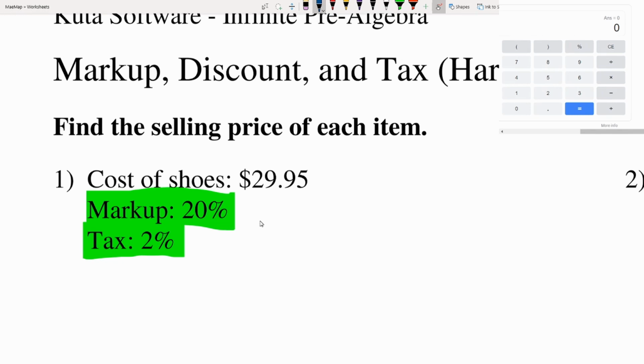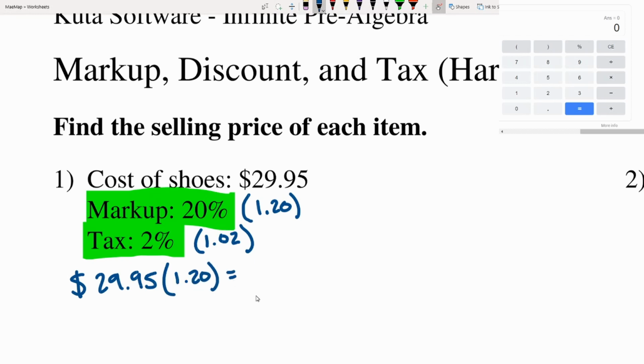So remember, for markup, we're going to take that percentage as a decimal and add it to 1. So we're going to multiply our original by 1.20. And for the tax, same concept. We're going to take 1 and a decimal of 2%, which will be 1.02. So doing the markup first, I'm going to take my original price of $29.95 and multiply it by 1.20. So doing that, 29.95 times 1.20 is going to give me $35.94.